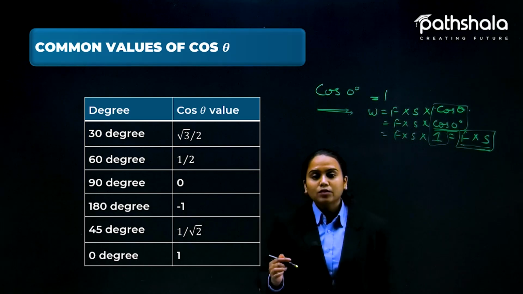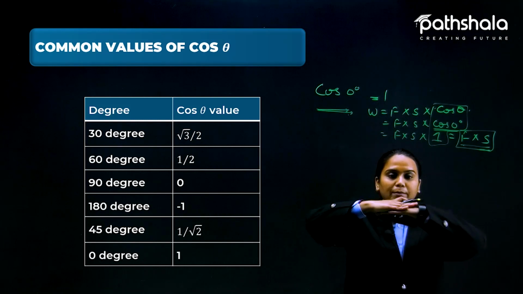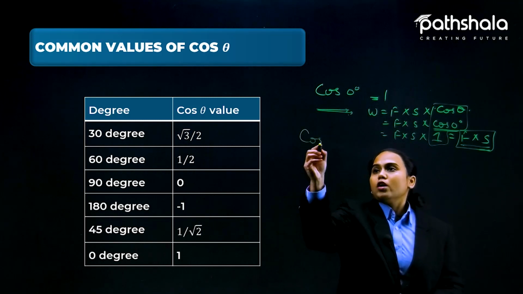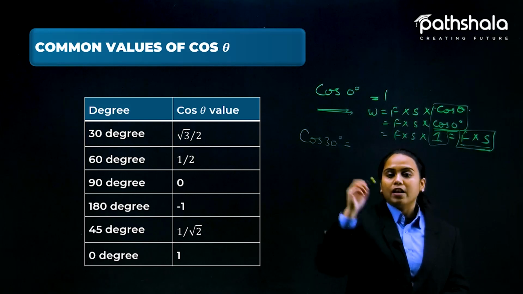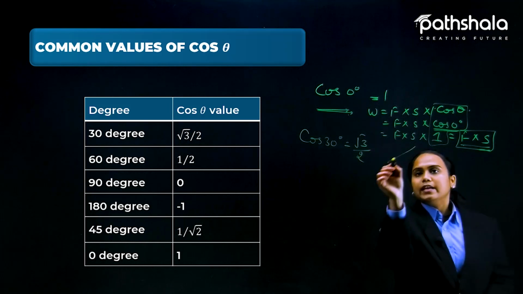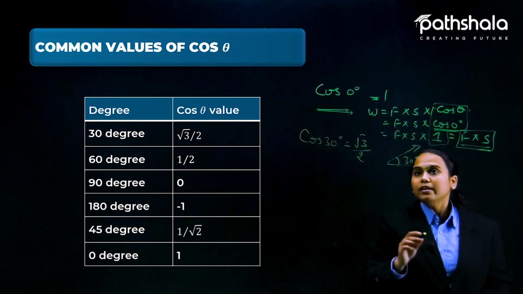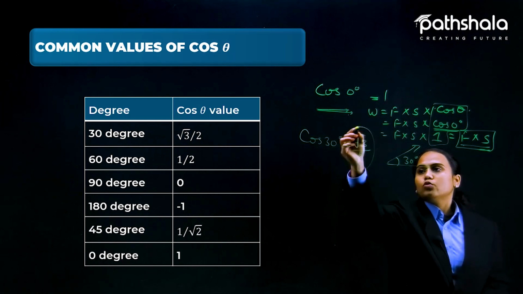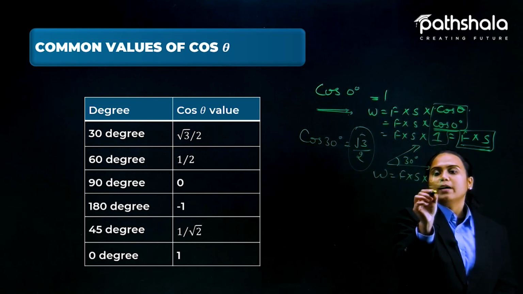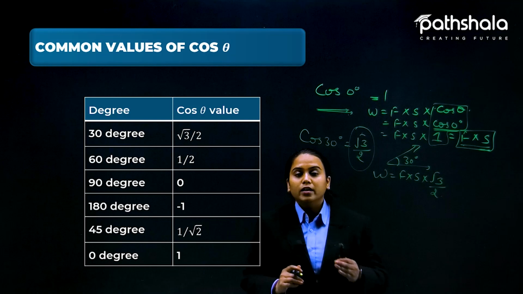Okay, but in case of other degree values, instead of 0 degree where they overlap each other, we are having a certain value of the force. Cos 30 degree has a value of root 3 by 2. Okay, so in this case force and displacement have 30 degrees in between, and the value here is root 3 by 2. So work done will be force multiplied by displacement multiplied by root 3 by 2. And calculating all these, you will get the result of the work in joules.